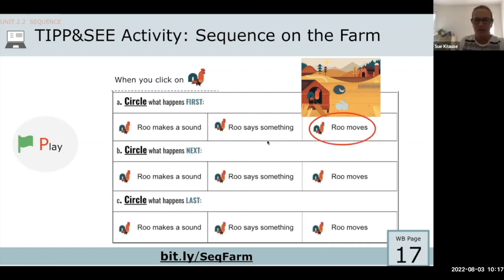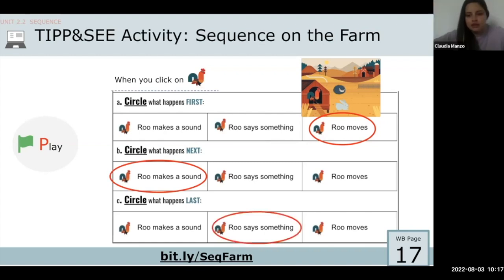And then what happened after he moves? He made a sound. Perfect. And the last thing he did? He said something. Exactly. Excellent. Okay, so we have the slide deck set up with the circles so that you can show the kids their answers so they can check their answers as you go through.